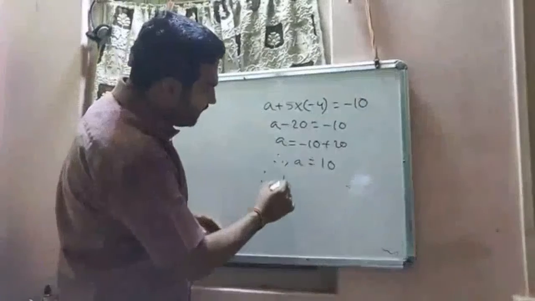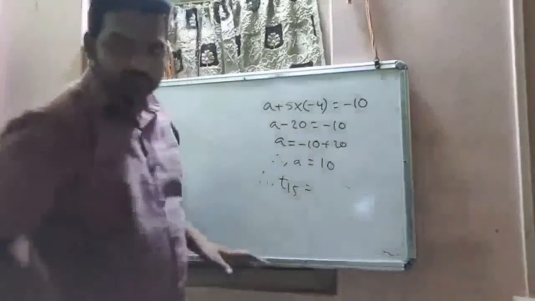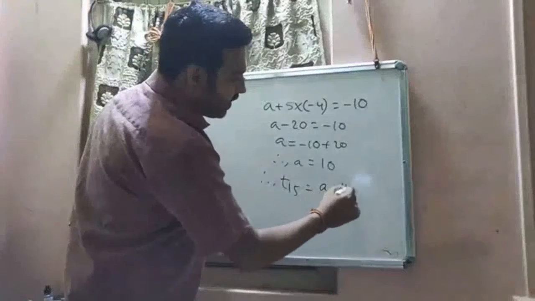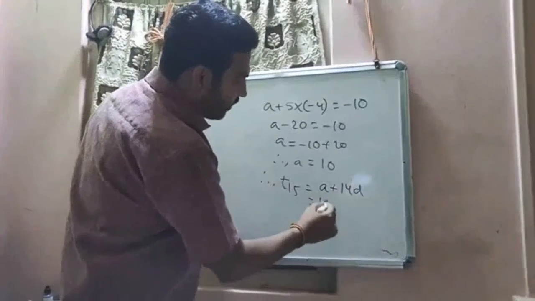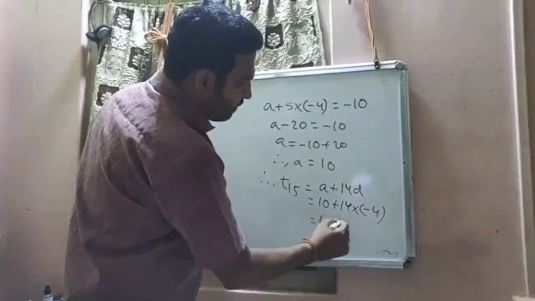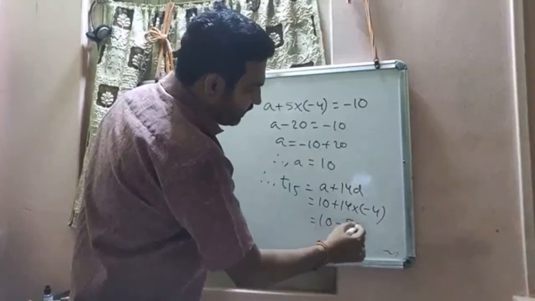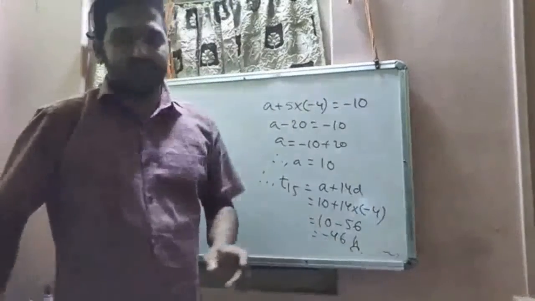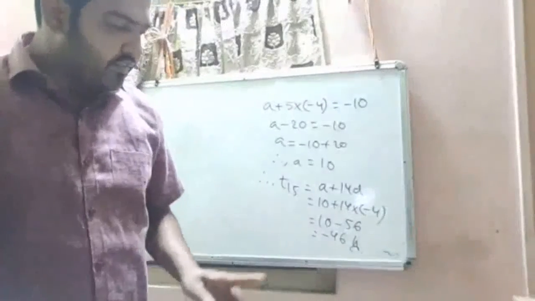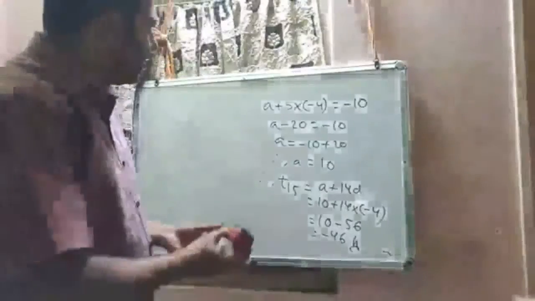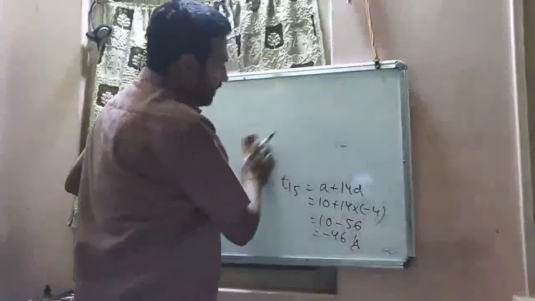Now we can easily calculate the 15th term. The 15th term is what? A plus 15 minus 1, that means 14D. A is 10, 14 into minus 4. So 10 plus minus 56, minus 46 is the answer. So that is the 15th term of the said AP. Similarly, we can calculate such problems.